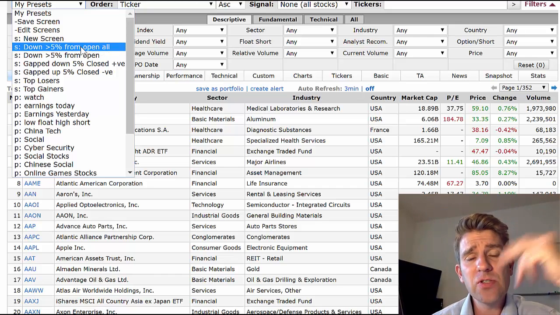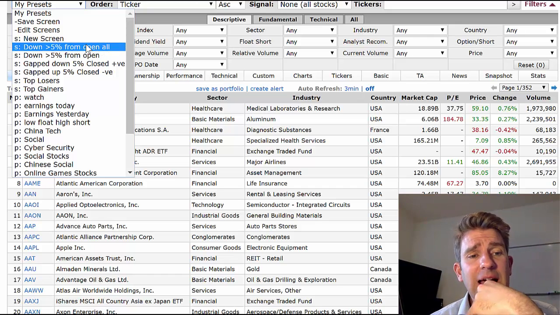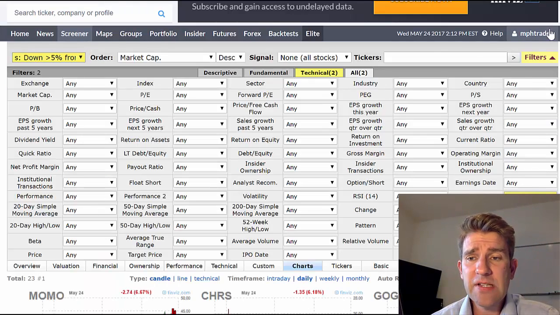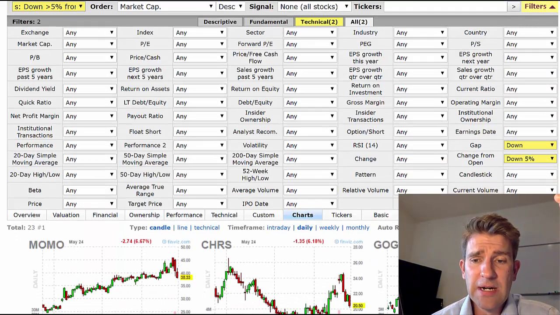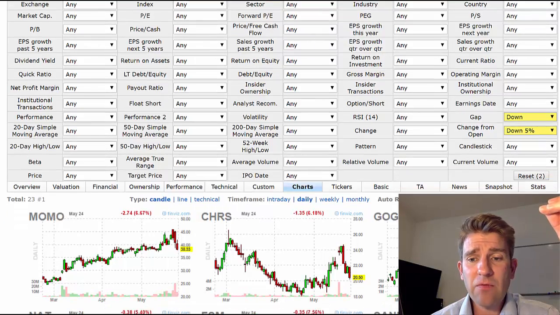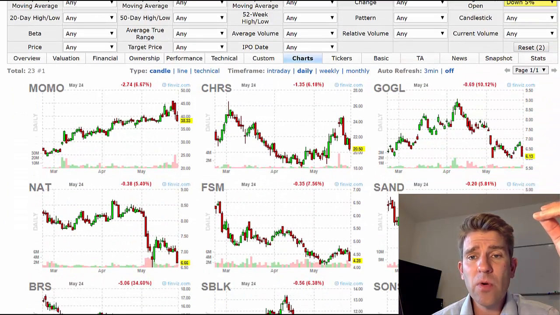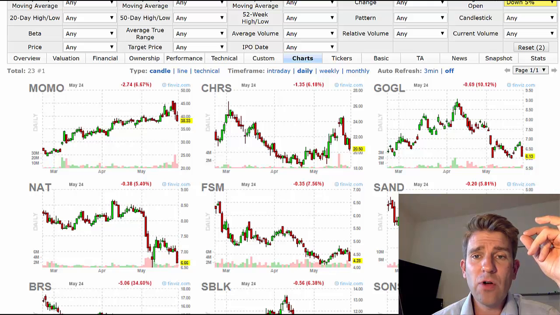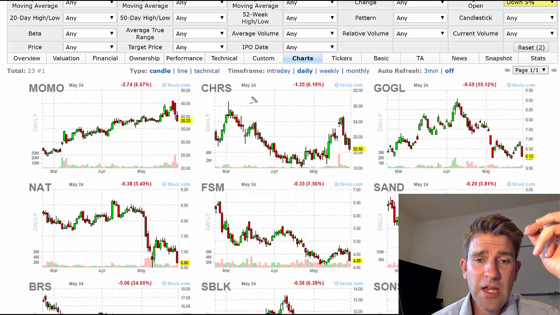But another thing that I do just based on price action is something like this: down 5% from open. So I'm basically filtering out all the stocks that have gapped down and are now down 5% from the open. So in other words, that's a lot different. We've got a couple of filters here we can use. The gap, that's the close. There's a gap here, that's just your traditional gaps. That's from close here to open.